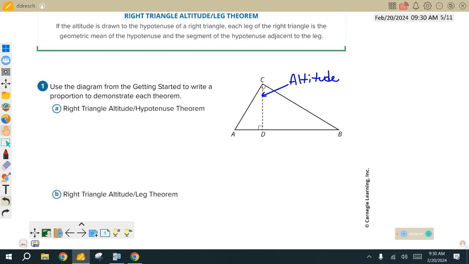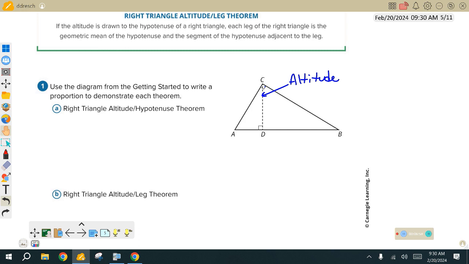It's perpendicular from one vertex to the other side. If it's perpendicular to that side, we tend to call that the altitude, or we can also call it the height of the triangle as well. Those get used interchangeably. When that drops down from the right angle to be perpendicular right here, it does split up the length of the hypotenuse. Not equally, it could, but it doesn't.